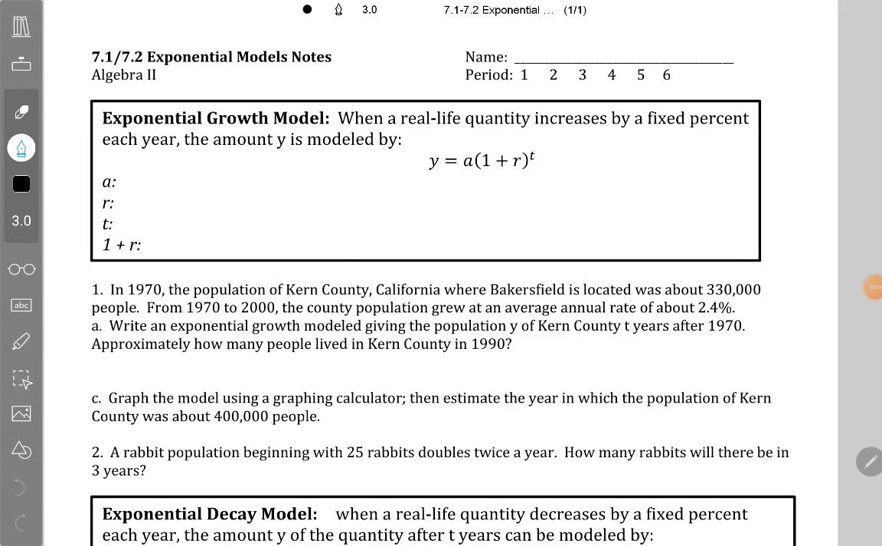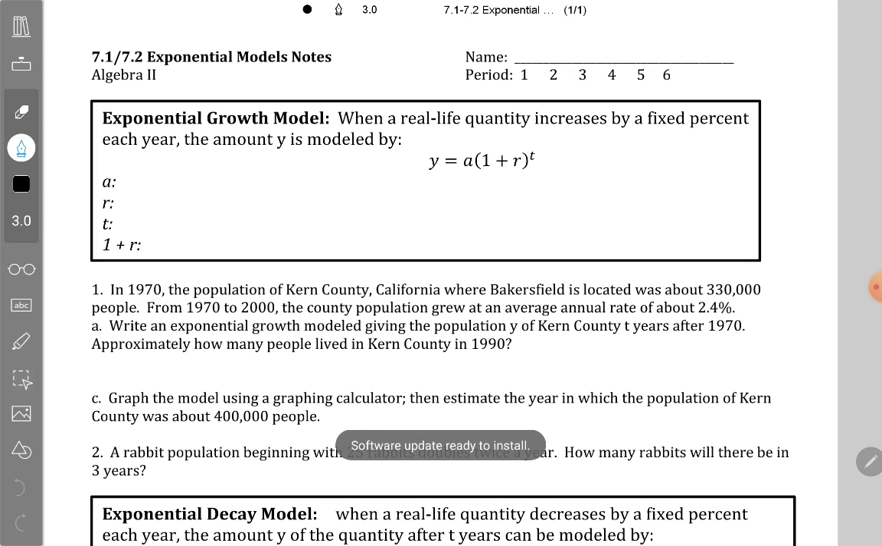We're going to be looking at exponential models. Probably before, you've already learned about graphing. Now we're going to use them in some applications here. So let's look at the exponential growth model.